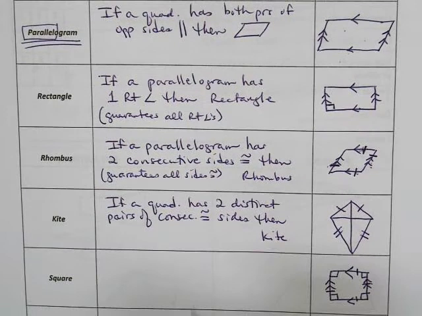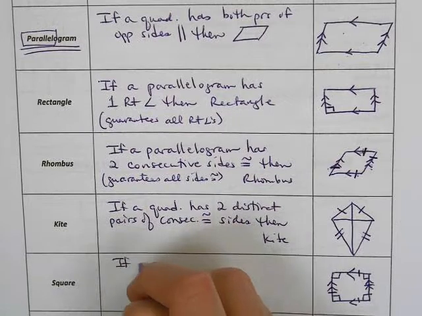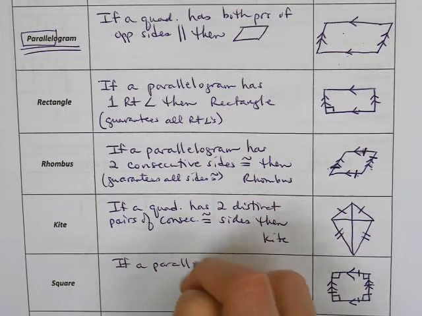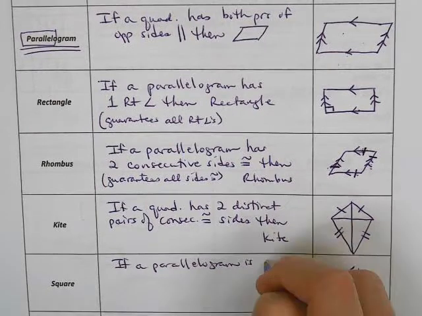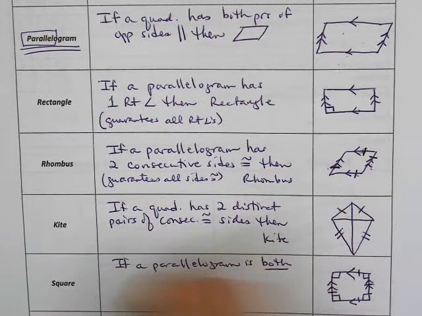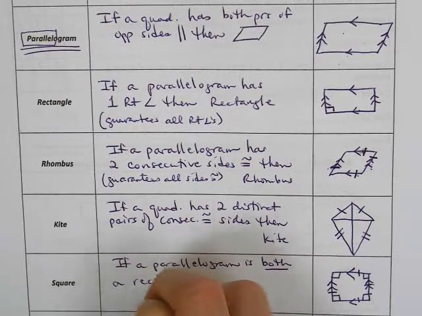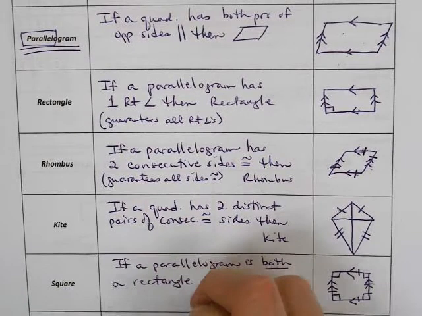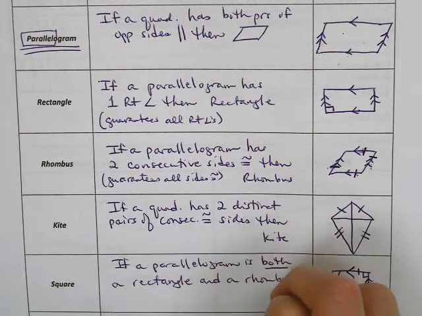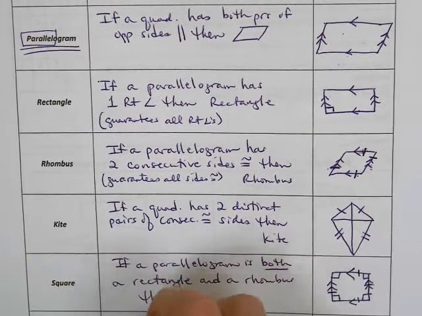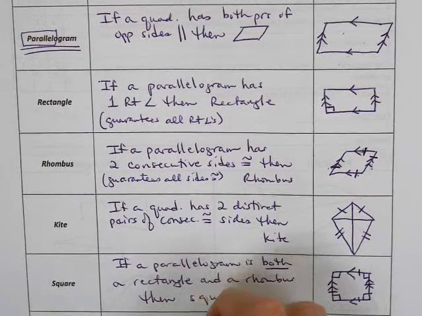So to define a square, we say if a parallelogram is both a rectangle, meaning it has right angles, and a rhombus, meaning all sides are congruent, then it is a square.